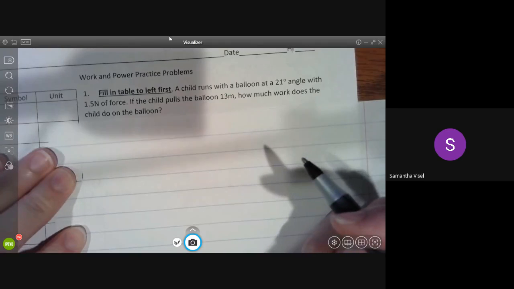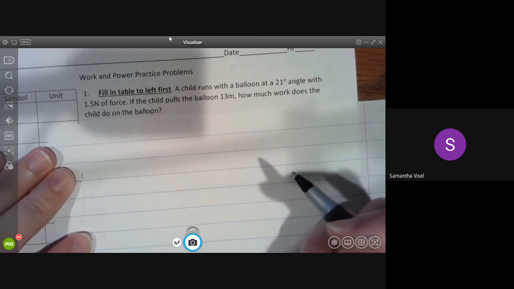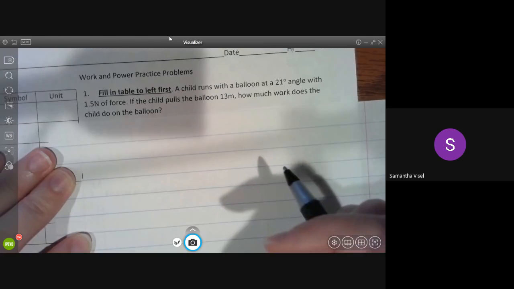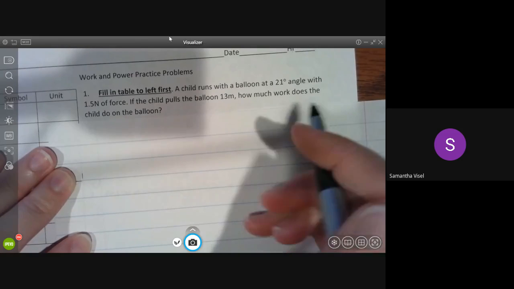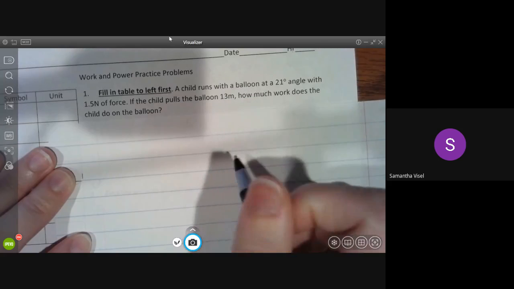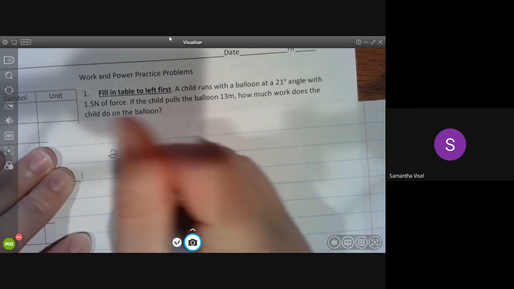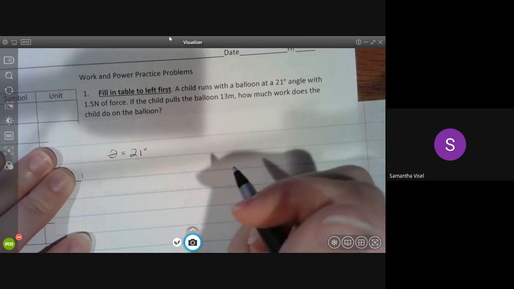All right, so with number 1, we have a child runs with a balloon at a 21-degree angle with 1.5 newtons of force. The child pulls the balloon 13 meters. How much work does the child do on the balloon? So I do have the child runs with a balloon at a 21-degree angle. So I do have a theta here, an angle in degrees. So we'll write out 21 degrees for that.